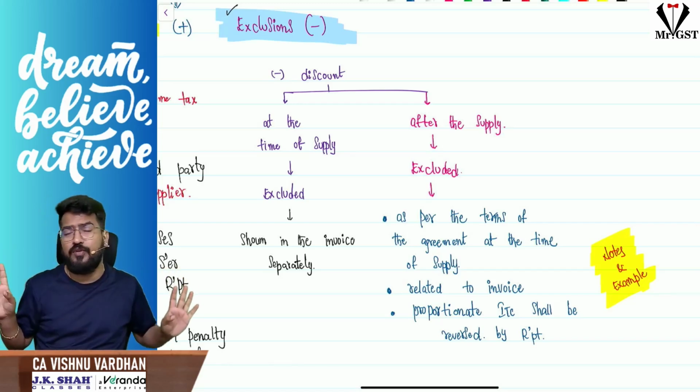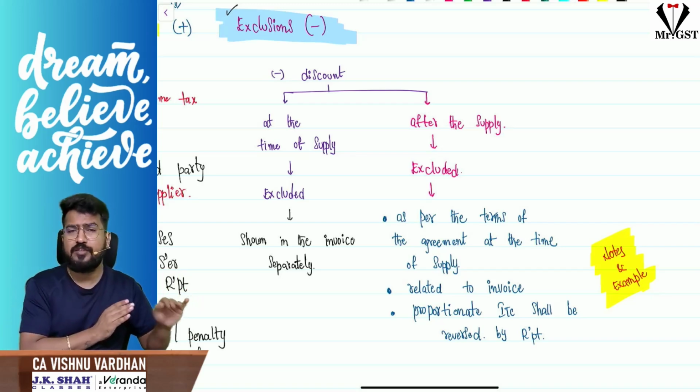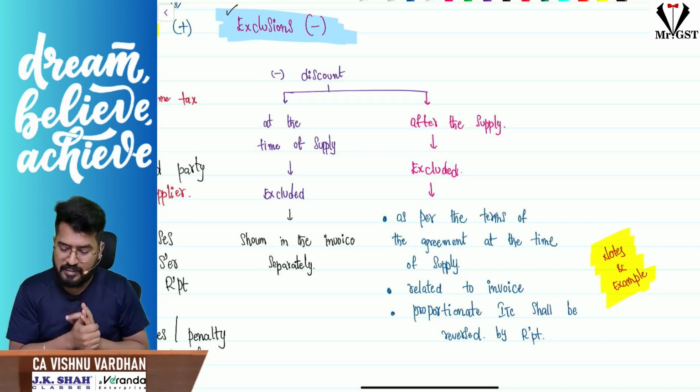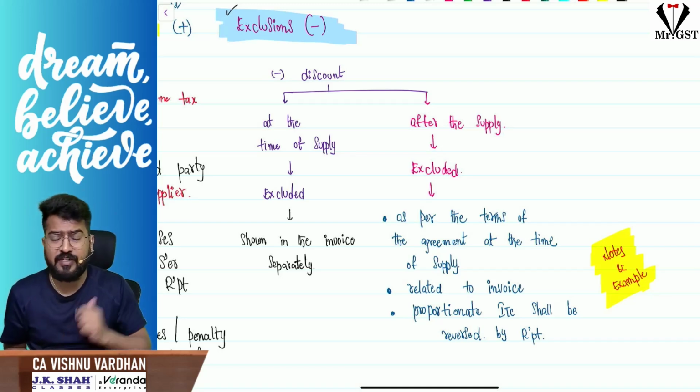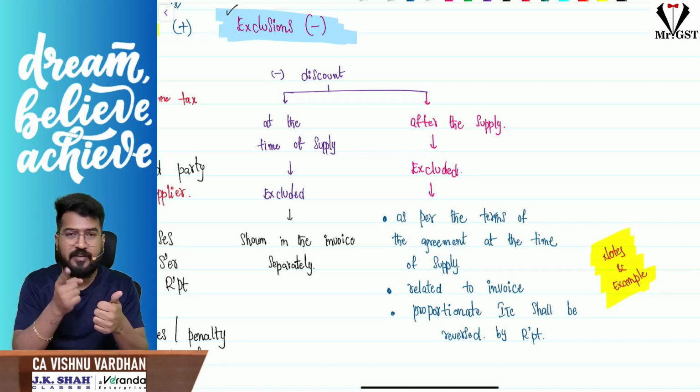You don't worry about who will give that. Just remember, sir, if the discount is given after the supply is over, then you can exclude the discount from the value of supply provided 3 conditions are satisfied. Number 1, it should be as per the terms of the agreement which we have already entered into. Next, terms of the agreement need not be in writing, always remember that.